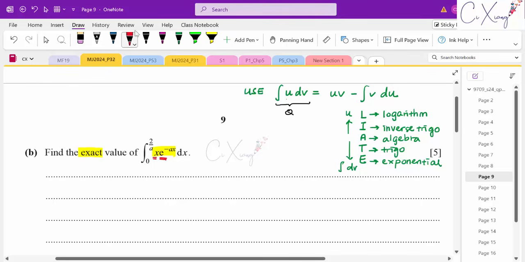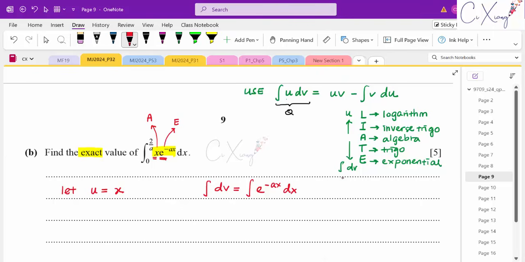Let's analyze our question here now. x is algebra. Then e power negative ax is exponential. So the higher group will be the u. So I will let u equal x. Then the remaining part will be the integration of dv, which is integrate e negative ax dx. So this is how we decide which part will be the u and which part will be the integration of dv in integration by parts.